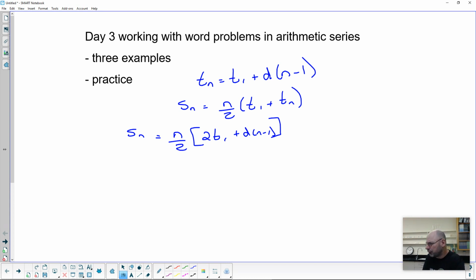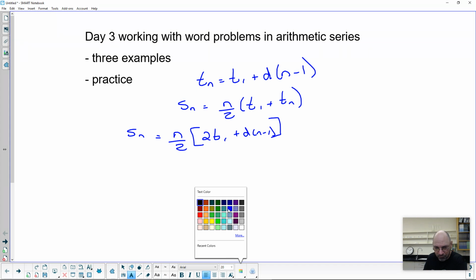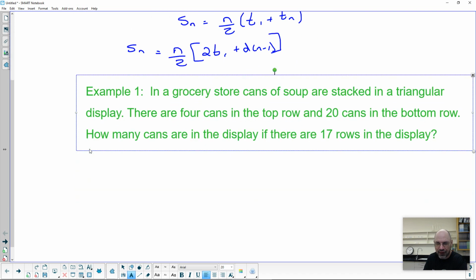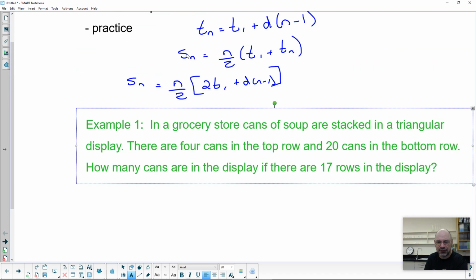So let's start off with a real simple example here. Let me paste it in here for you. Let's go with a different color here, let's go green, I guess. Okay, so here's the first example. Let's get that at the top here. We'll still be using these equations here.